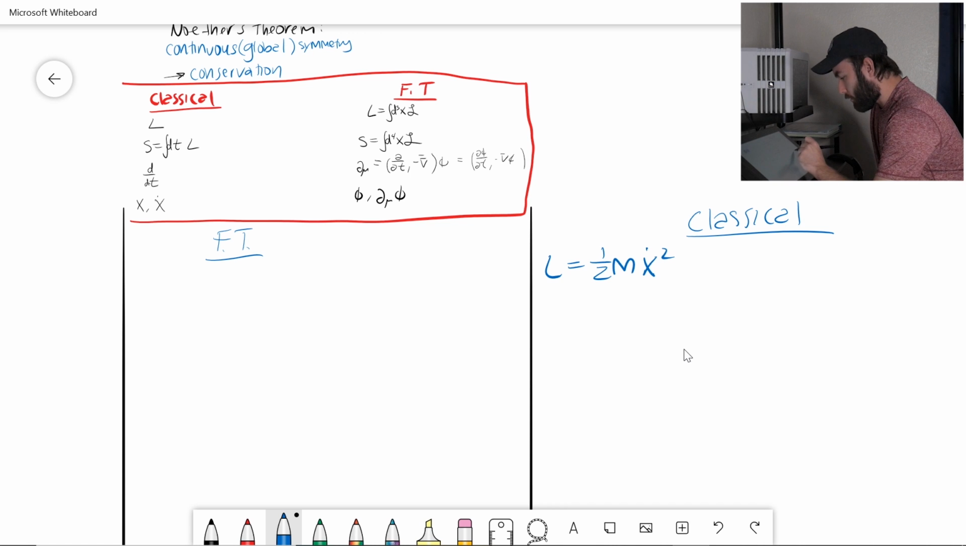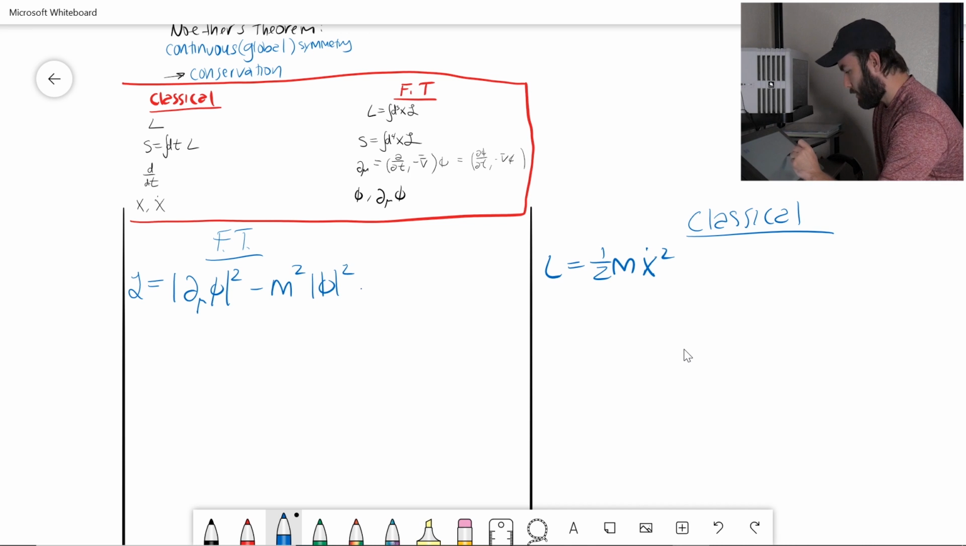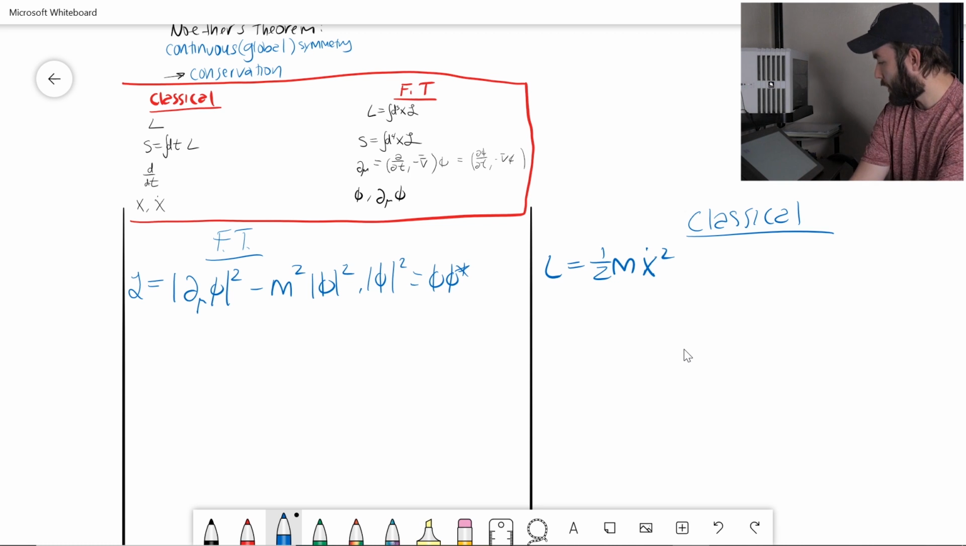So for a Klein-Gordon Lagrangian, we have L equals ∂_μ φ squared minus m squared φ squared. So these are the modulus squareds of the fields. In other words, φ squared is equal to φ times φ star. Okay? And the same thing, the derivative of a field is also a field, just like the derivative of a vector should also be a vector and things like that.